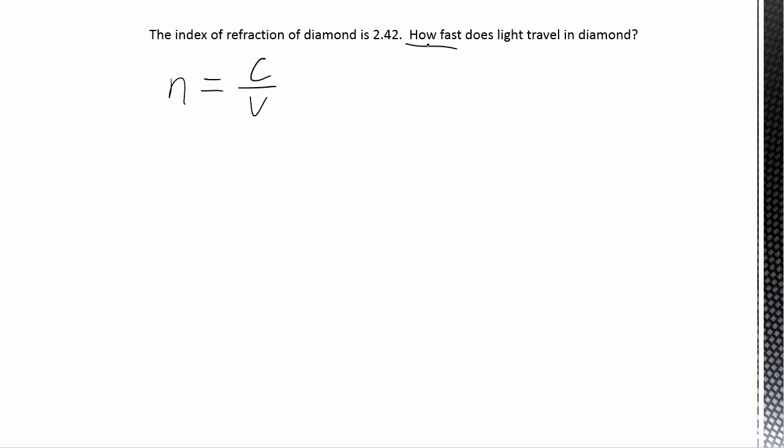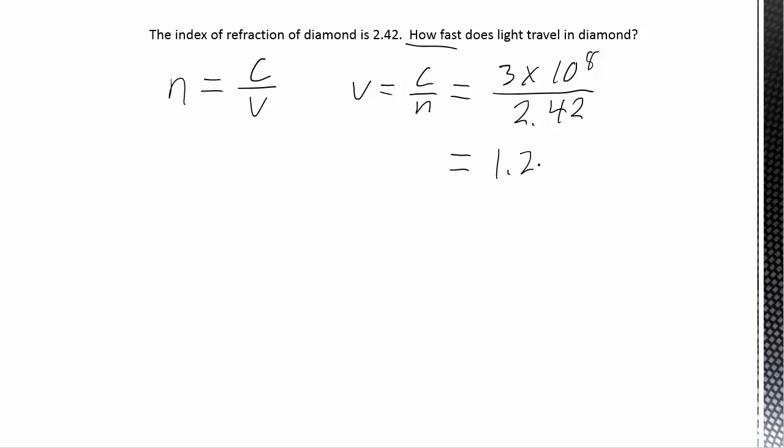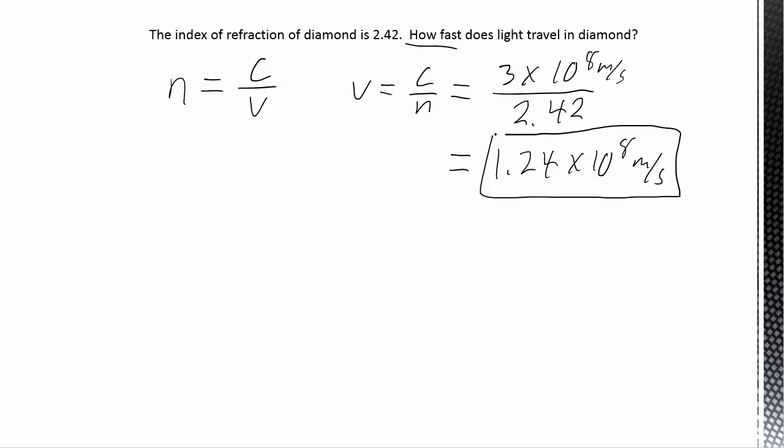Since we're trying to find how fast, we can rearrange this to solve for velocity, and we get c over n. C is just the speed of light in vacuum, our good old friend, 3 times 10 to the 8th. And then we're going to divide that by 2.42, and that's all there is to it. Throw that in your calculator, and you get approximately 1.42 times 10 to the 8th. Now, there were no units here, but there were units on this guy, so we do have units here, which we want because we're trying to find the velocity. So it is still pretty quick, but a bit slower than in air or in vacuum.